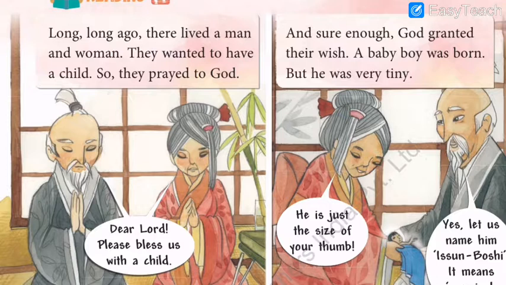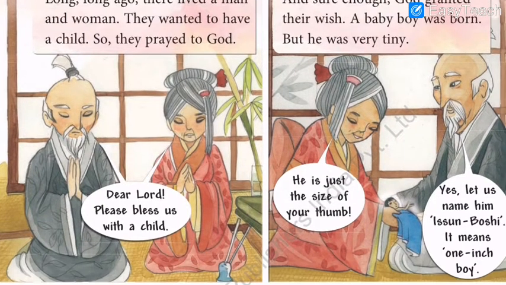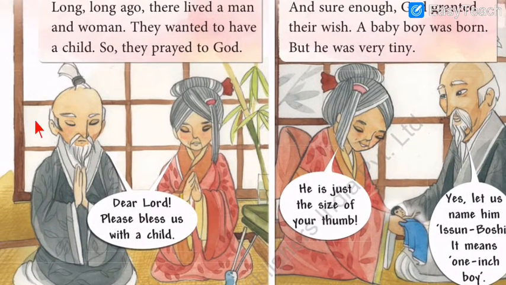So they wanted to have a child. Who wanted to have a child? This man and woman, if you can see very clearly. Correct? They both are joining their hands. They both are at one place. They are sitting and their eyes are closed. They wanted to have a child, so they prayed to God.